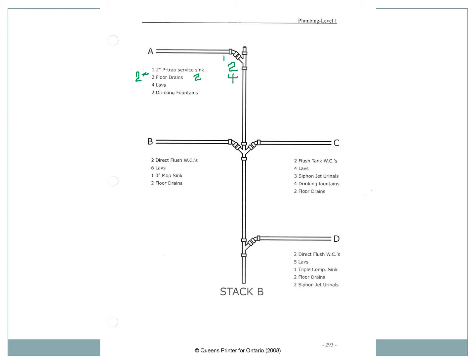I guess I can put a little caption up here. These are FUs. There you go. FUs. Total FUs. So this is the total for branch A.